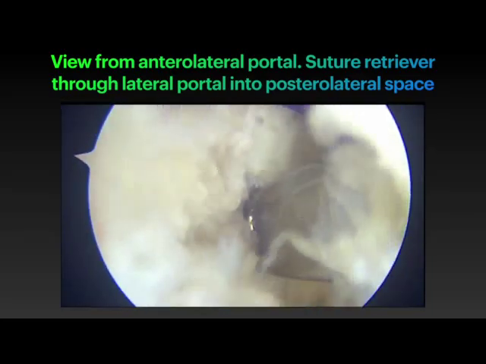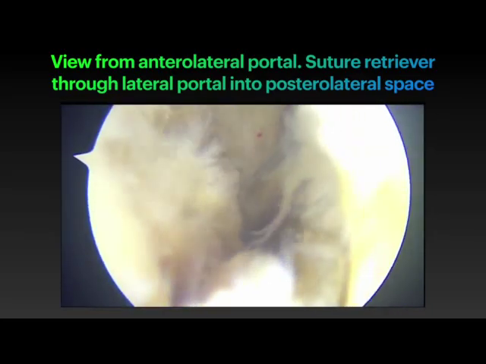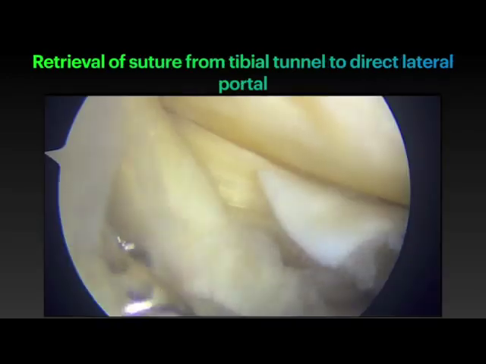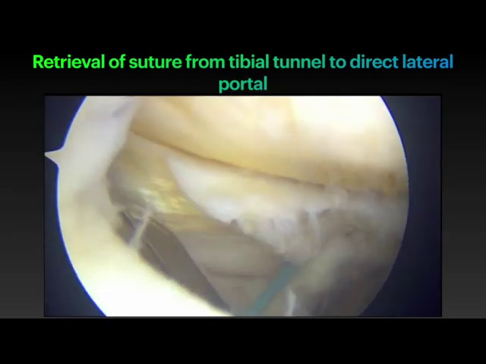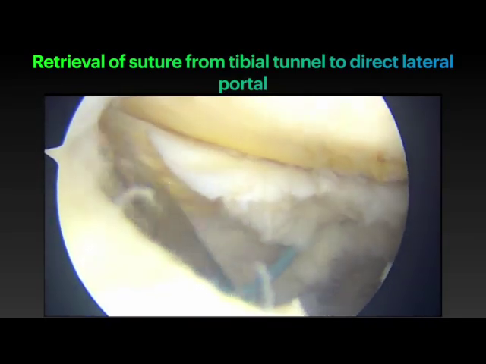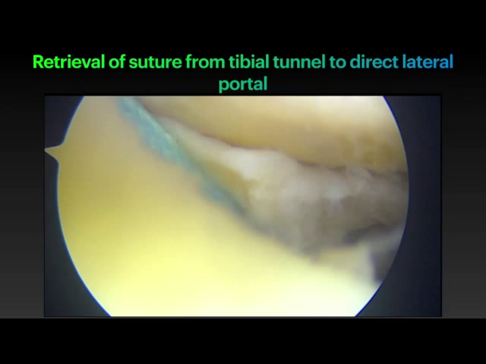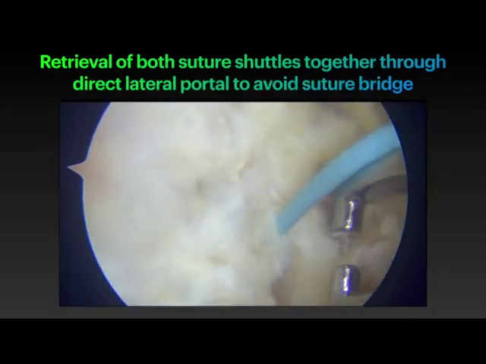With a 30-degree arthroscope in the anterolateral portal and a view of the lateral gutter, a suture retriever is placed through the direct lateral portal, medial to the lateral collateral ligament and into the posterolateral compartment of the knee. The 30-degree arthroscope is placed in the high posterolateral portal and the suture retriever is used to retrieve the shuttle suture from the tibial tunnel into the direct lateral portal.